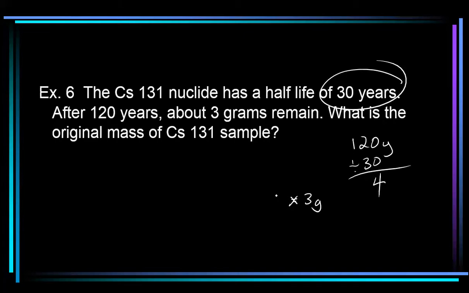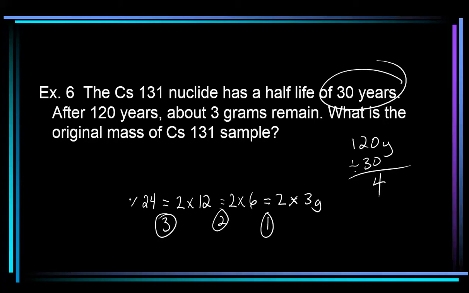So multiply by 2 equals, that's 1 half-life. Multiply by 2 equals, that's 2 half-lives. Multiply by 2 equals, that's 3 half-lives. Multiply by 2 equals, that's the 4th and final half-life. So the answer is 48 grams.